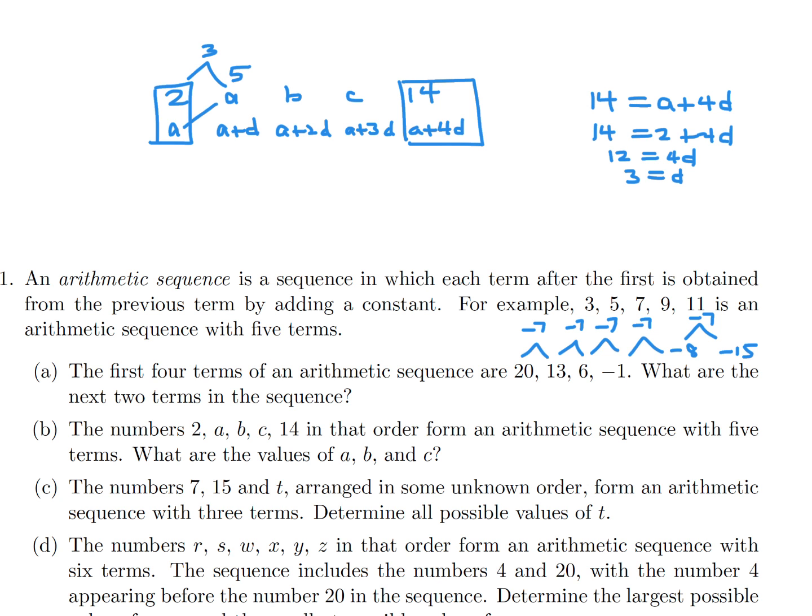This a is not the same as that a. Sorry about that. I know that's a little confusing, but you guys understand. This will be another 3, so that'll be 8. No, sorry, let me label that properly. This b will be 8. And then another 3, this c will be 11. So 5, 8, and 11 are the answers for a, b, and c.